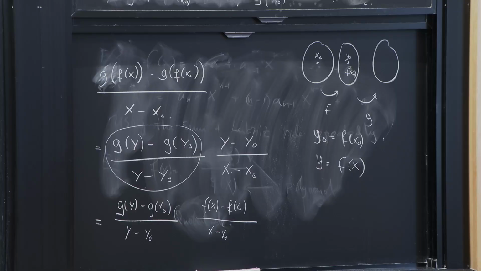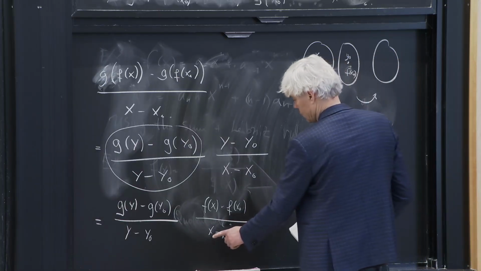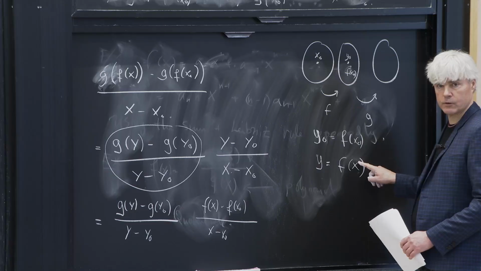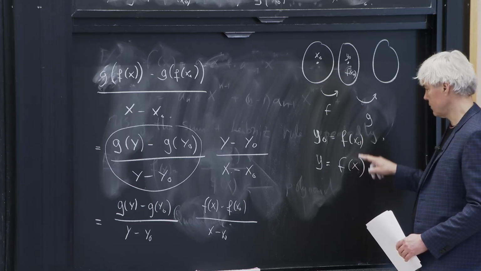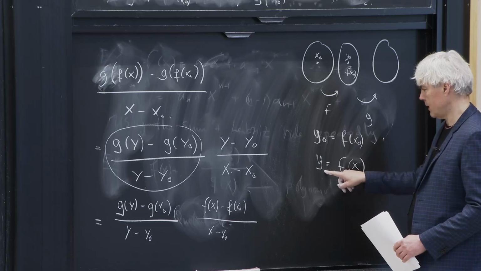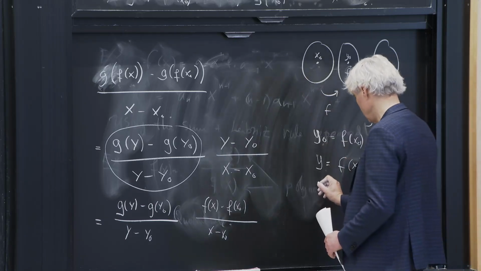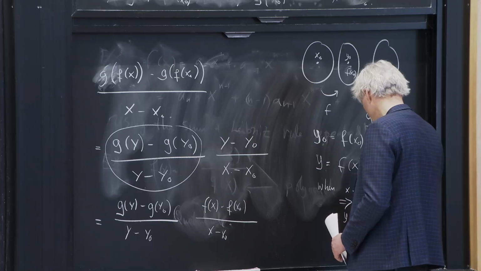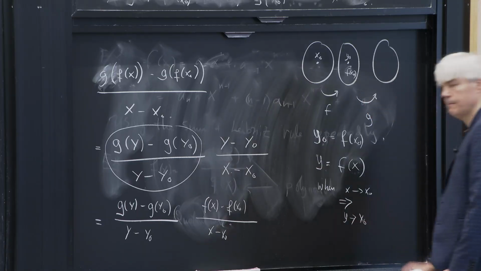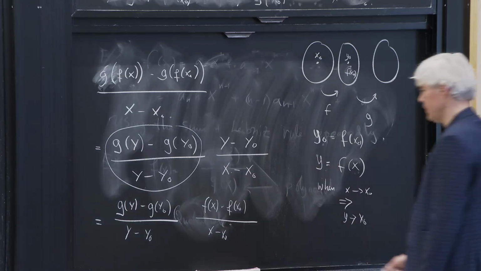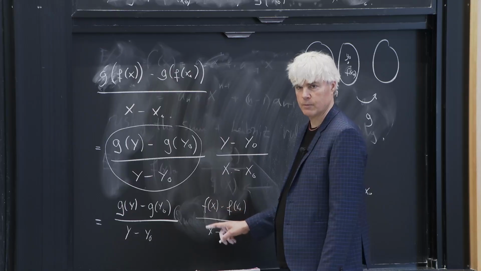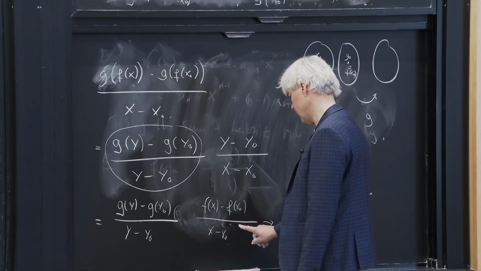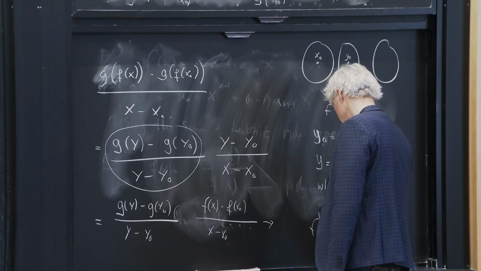But now you see that as x goes to x0, because the function f was continuous at x0, it means that if x goes to x0, then the value at x, which is y, will go to the value at x0. So when x goes to x0, we have that y goes to y0. So this thing here converges. That's just because the function f is differentiable. So the second factor here is converging to f prime at x0.